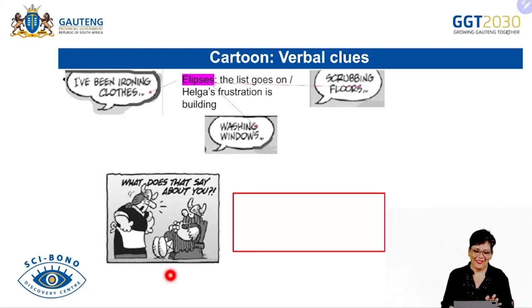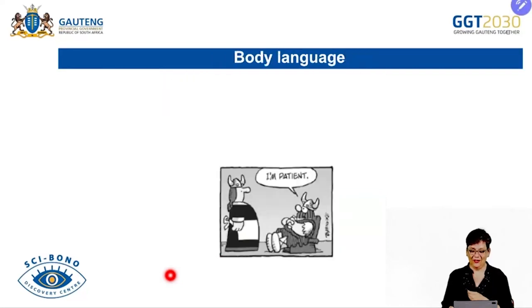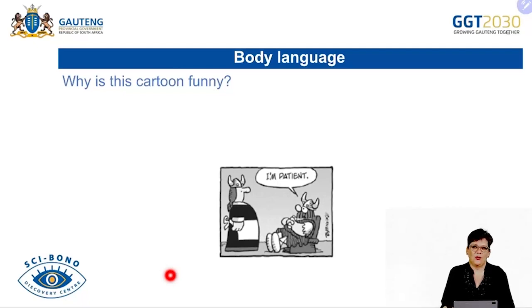And then we've got this build up to the climax where it says, what does that say about you? And you know she's shouting. The words are in bold. Can you see that? We've got an exclamation mark and a question mark. And then we end with this. And this is why the cartoon is so funny. And we're obviously going to ask you why this is funny.